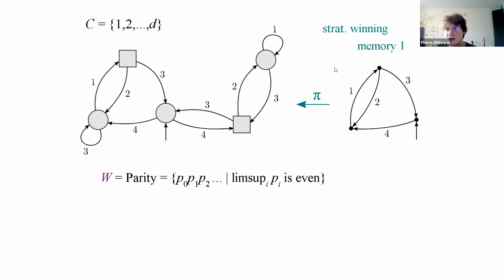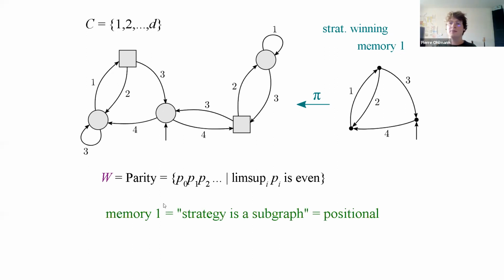So it's a strategy, and it's winning, and it has memory 1. So memory 1 means that the morphism is injective, right? The pre-images have size 1. And this is just the same as saying that the strategy is actually a subgraph. It injects in the graph. And this is a very important case where the strategies have memory 1, and it's the same as saying that the strategy is a subgraph. And this is called a positional strategy or memoryless strategy.